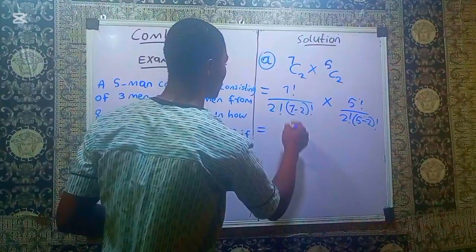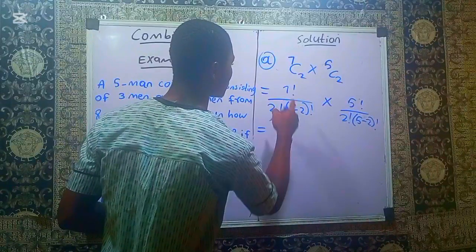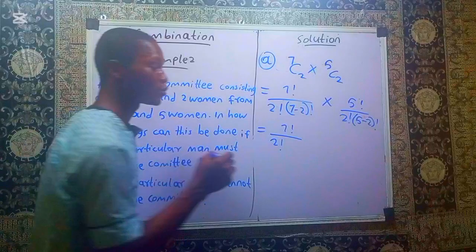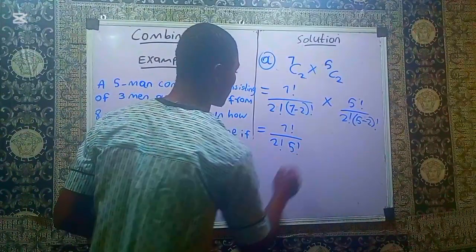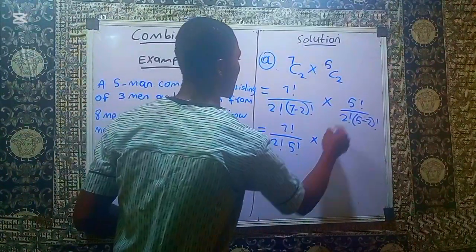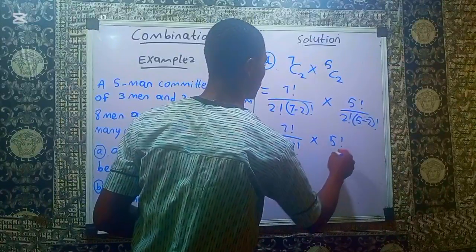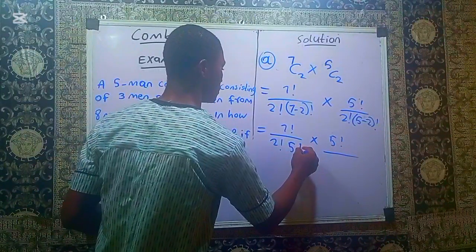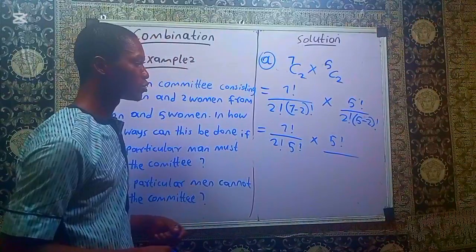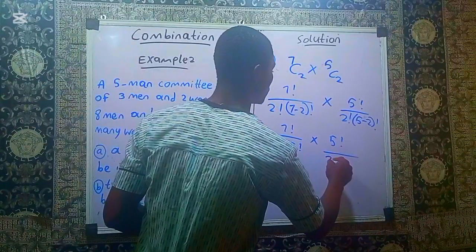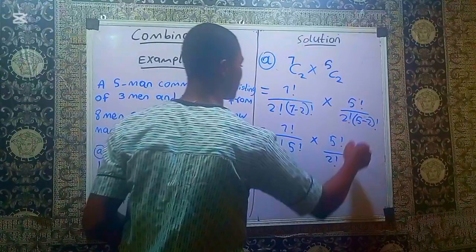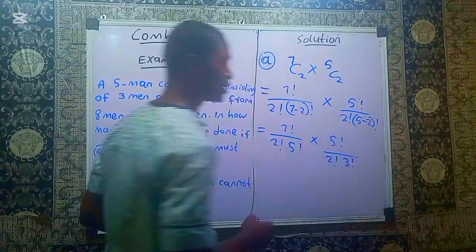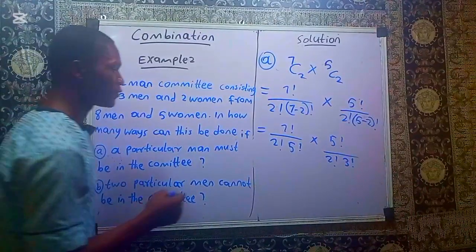So that's 7 factorial. We'll have 7 factorial divided by 2 factorial, then 7 minus 2 is 5, so we have 5 factorial. Then multiply by 5 factorial, all divided by 2 factorial. Then 5 minus 2 is 3, so I have 3 factorial. That's the result I will get.